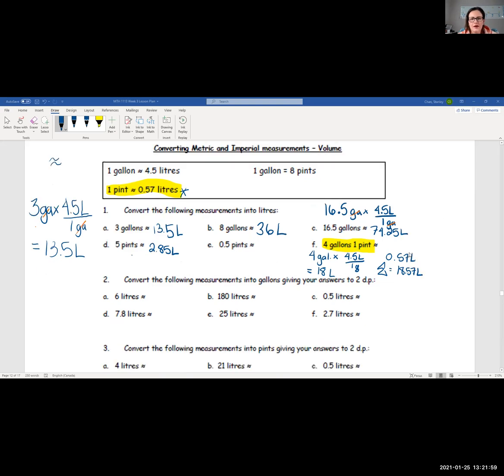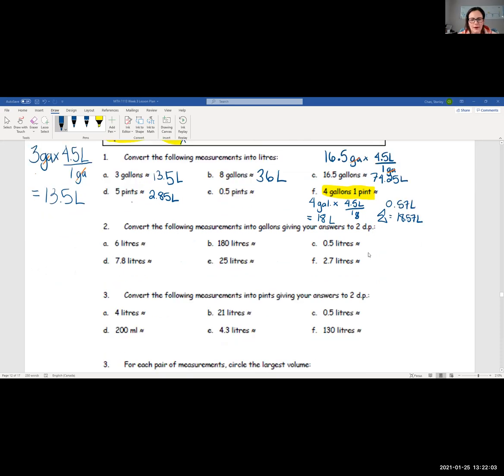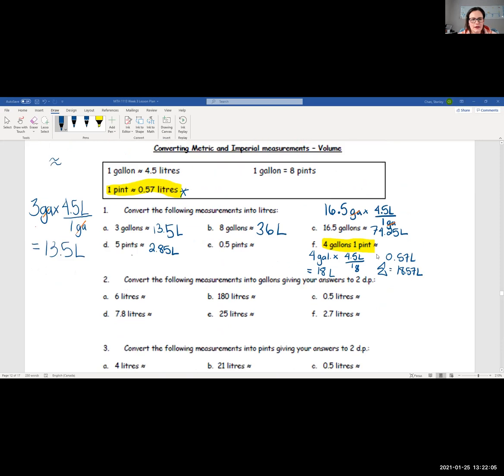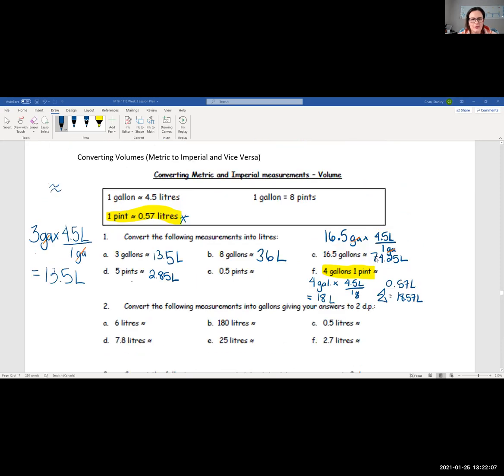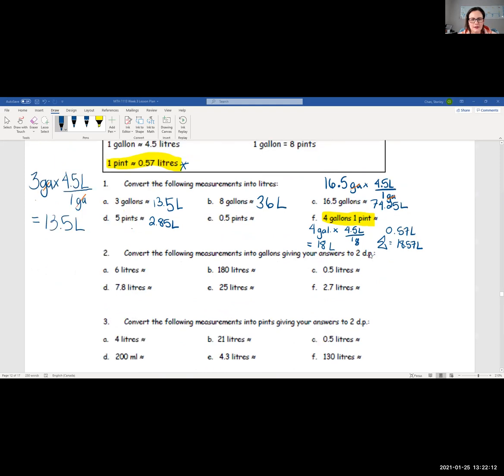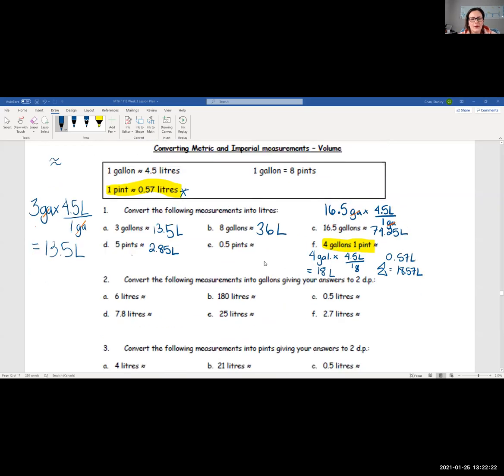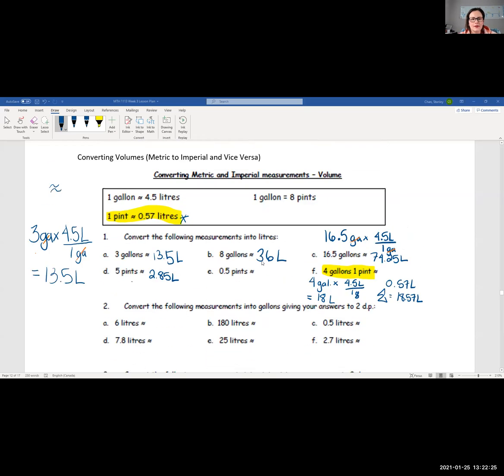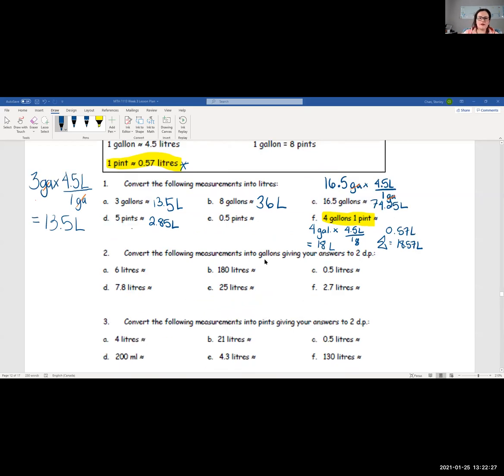All right. Let's see here. So they have DP, and I'm wondering what DP stands for because I don't see any conversion factors for DP. So: convert the following measurements into gallons, giving your answers to two decimal places. That's what that stands for. Okay. So now we're converting from liters back up to gallons. So we're doing the exact opposite.